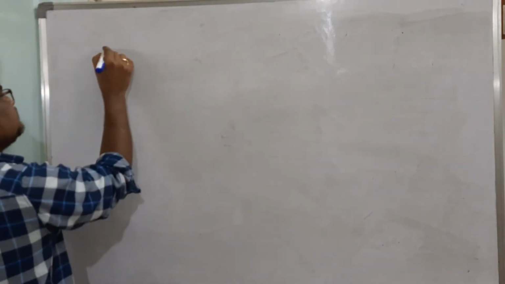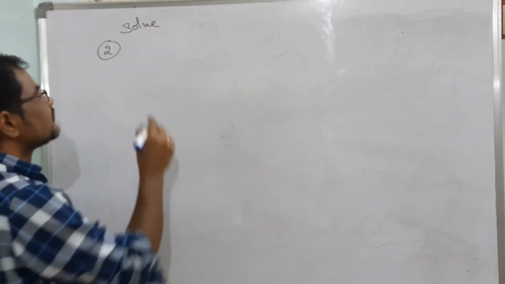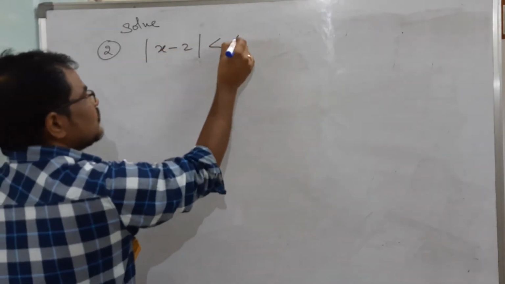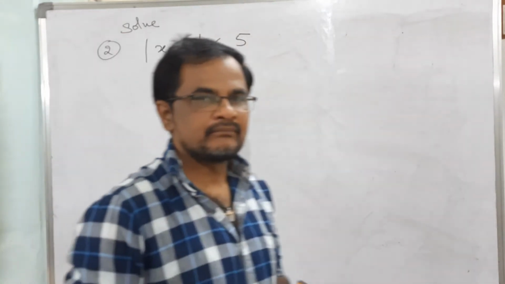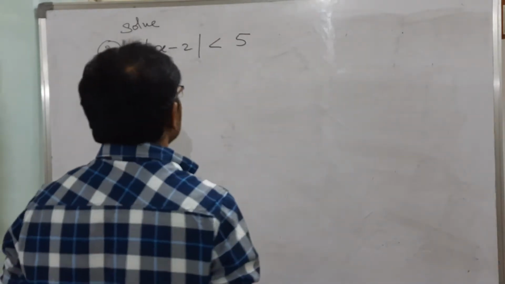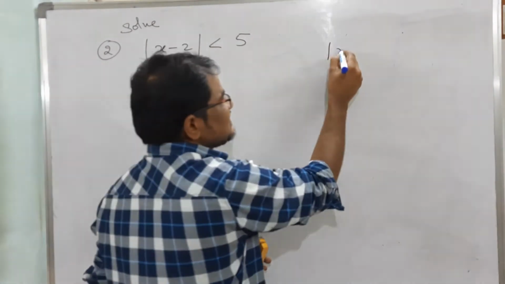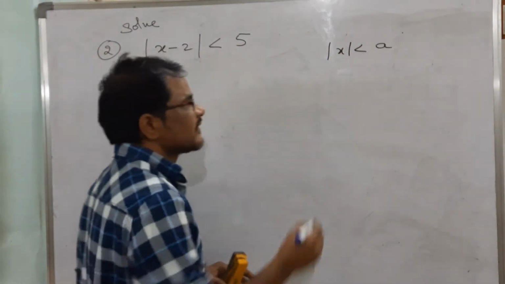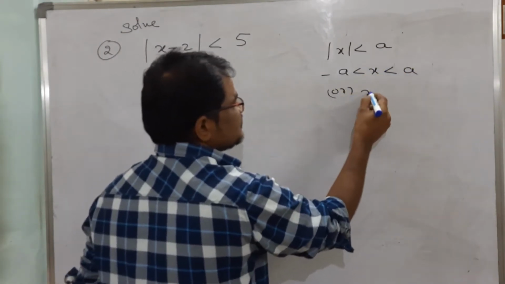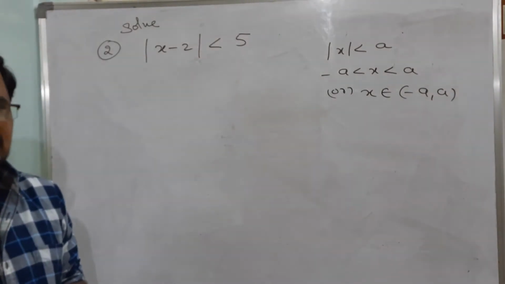Take this one. Solve the inequality, that is, modulus of x minus 2 less than 5. Now, by which condition do we have to solve this? Mod x less than a means minus a less than x less than a, or x belongs to the open interval minus a to a. By this result we have to solve this inequality.